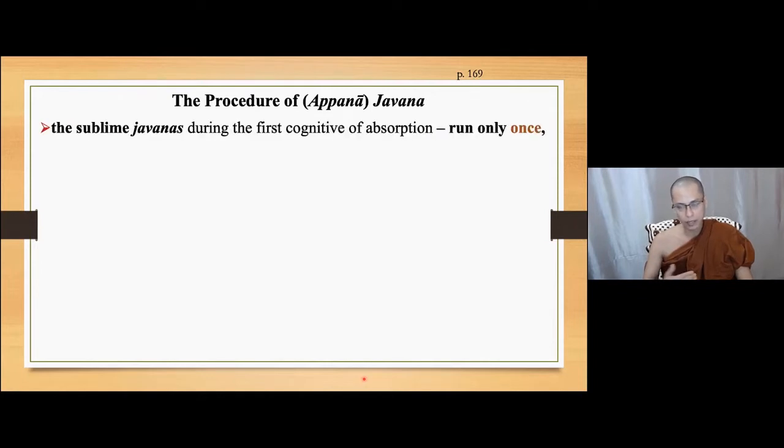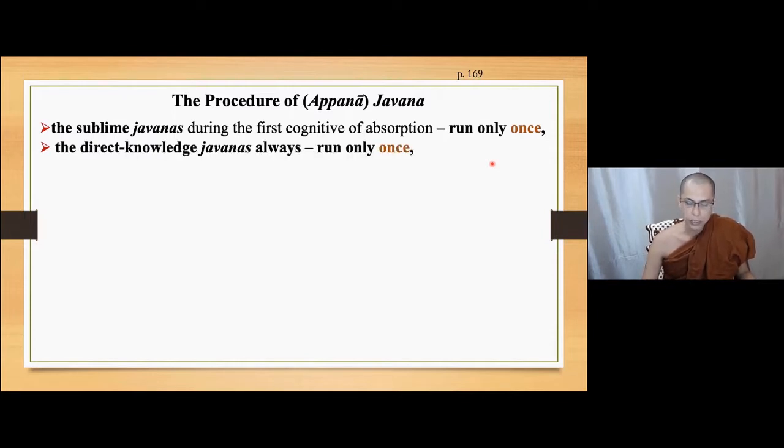So what is the nature of the Appana Javana? Appana Javana is the sublime Javana. During the first-time cognitive process of absorption, the jhana Appana Javana runs only once. This is a very important basic rule for the study of the process in the attainment of meditation, and the process in the jhana.